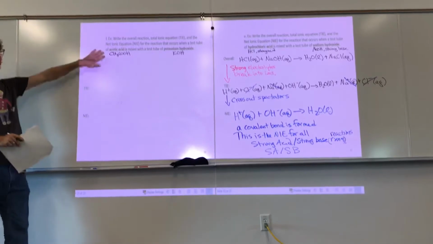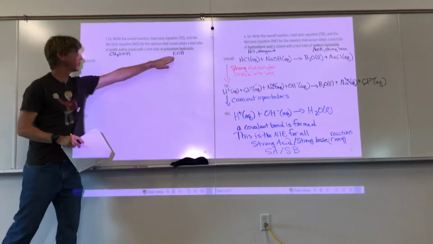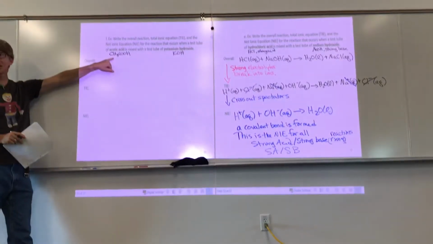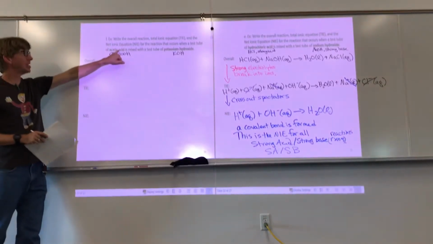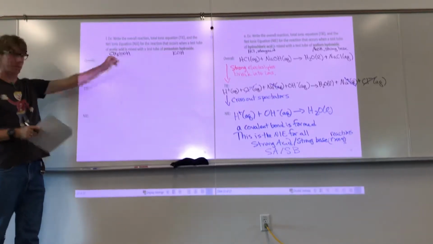Okay, so back to this problem. We now have our formulas. We know that this is a weak acid because it's got the COH group. We know it's a weak acid just from its name because it's not the name of one of our 7 strong acids.